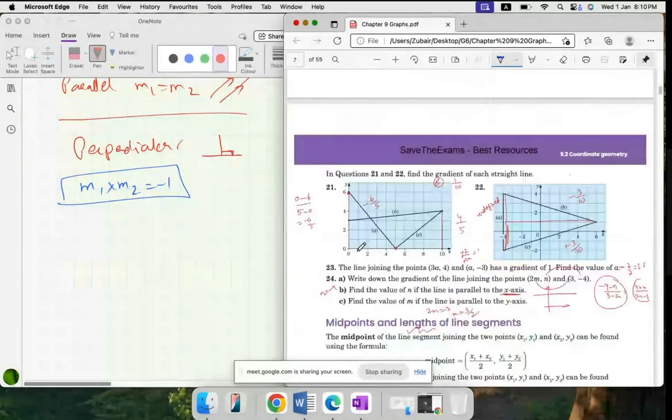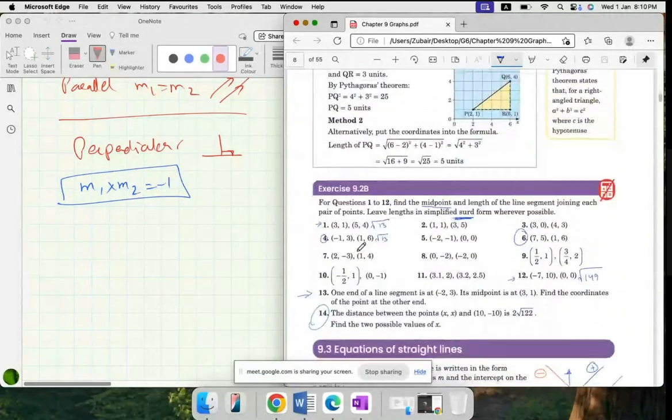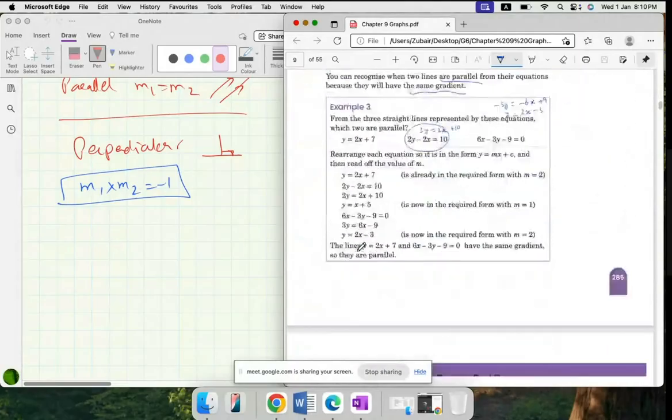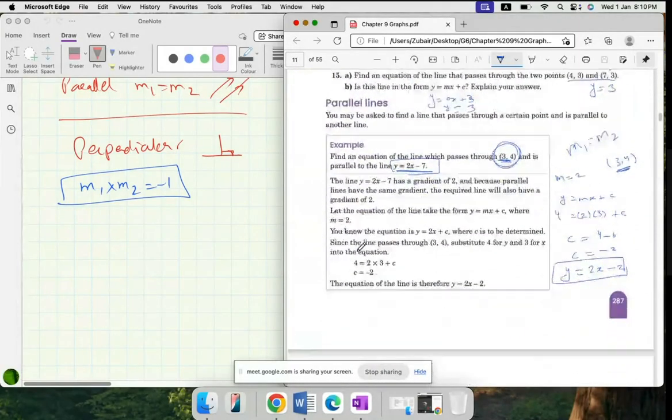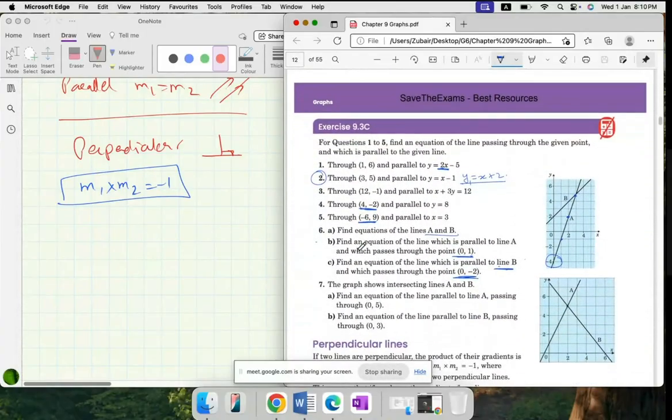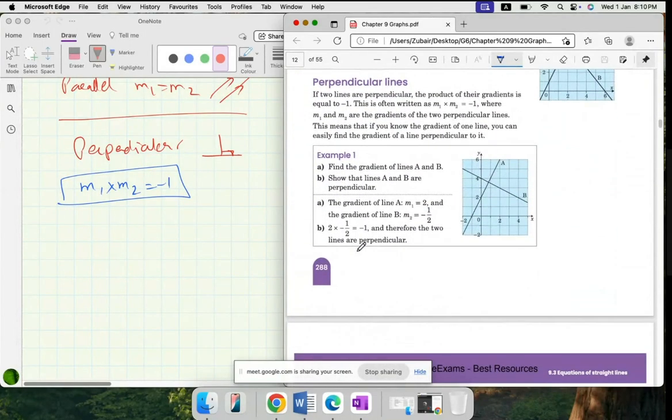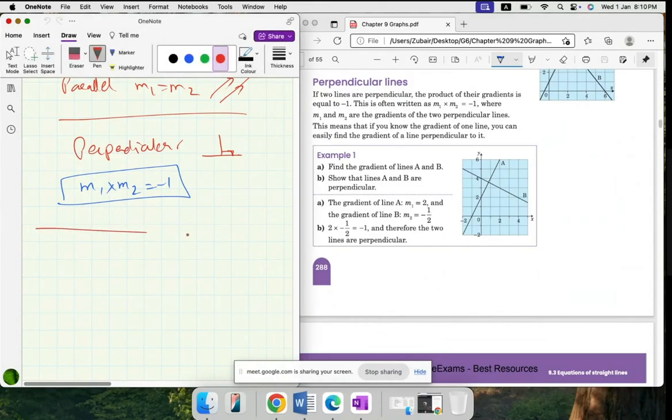Equation of line, and we did equation of parallel line. The next concept is finding equation of perpendicular line. As we discussed yesterday, for parallel lines, gradient is equal. And in case of perpendicular lines, we have a condition m1 times m2 equals -1.